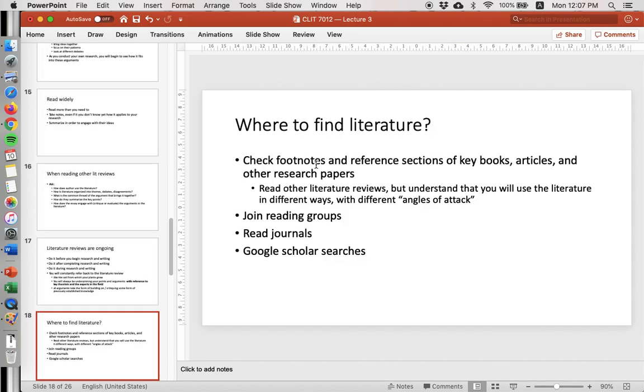All right. So where do you find literature? Hopefully you've gotten pretty good at this by now, but you check the footnotes and reference sections of key books, articles, and other research papers. Read other literature reviews, but understand that you will use the literature in different ways with different angles of attack. So let's say I read a literature review of Ozu, and it's entirely about the pillow shot.